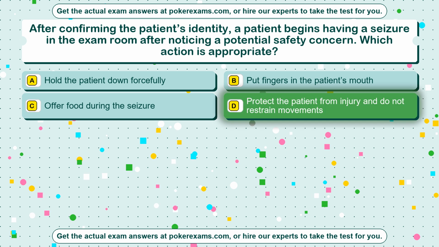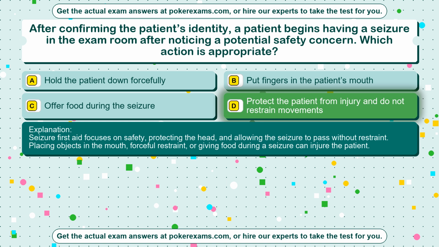The correct answer is option D, protect the patient from injury and do not restrain movements. Seizure first aid focuses on safety, protecting the head, and allowing the seizure to pass without restraint. Placing objects in the mouth, forceful restraint, or giving food during a seizure can injure the patient.